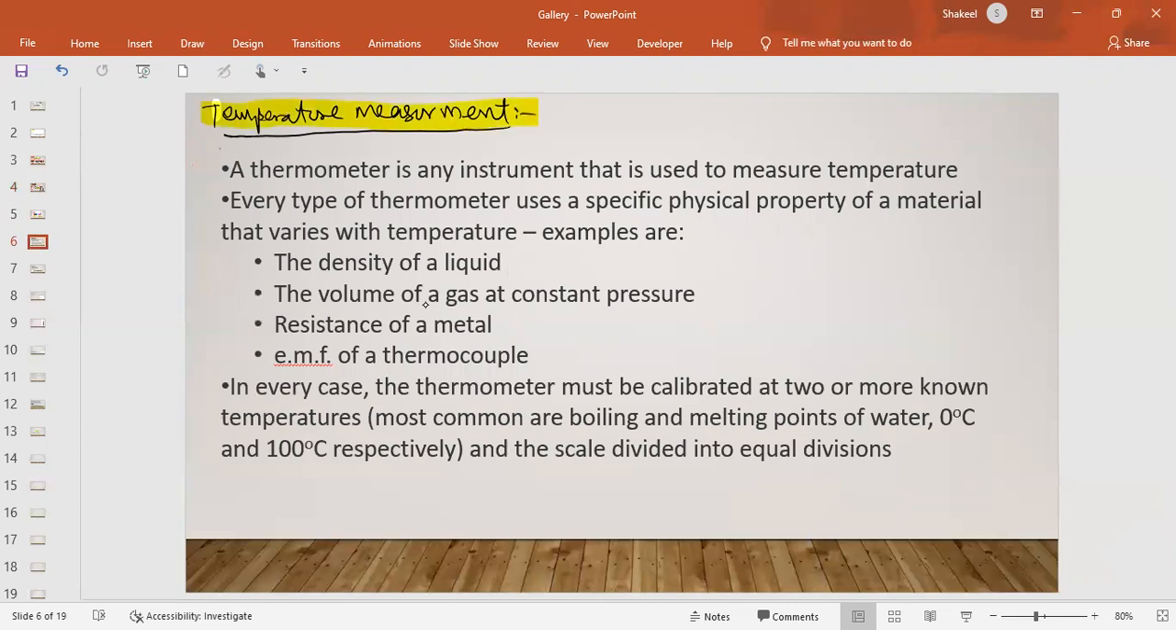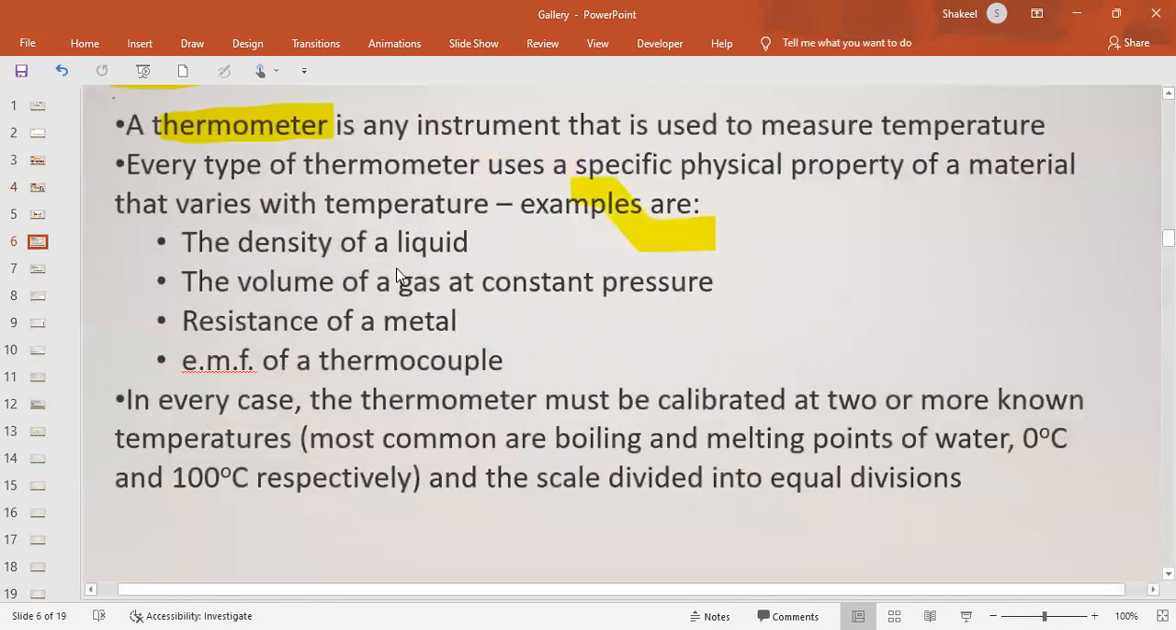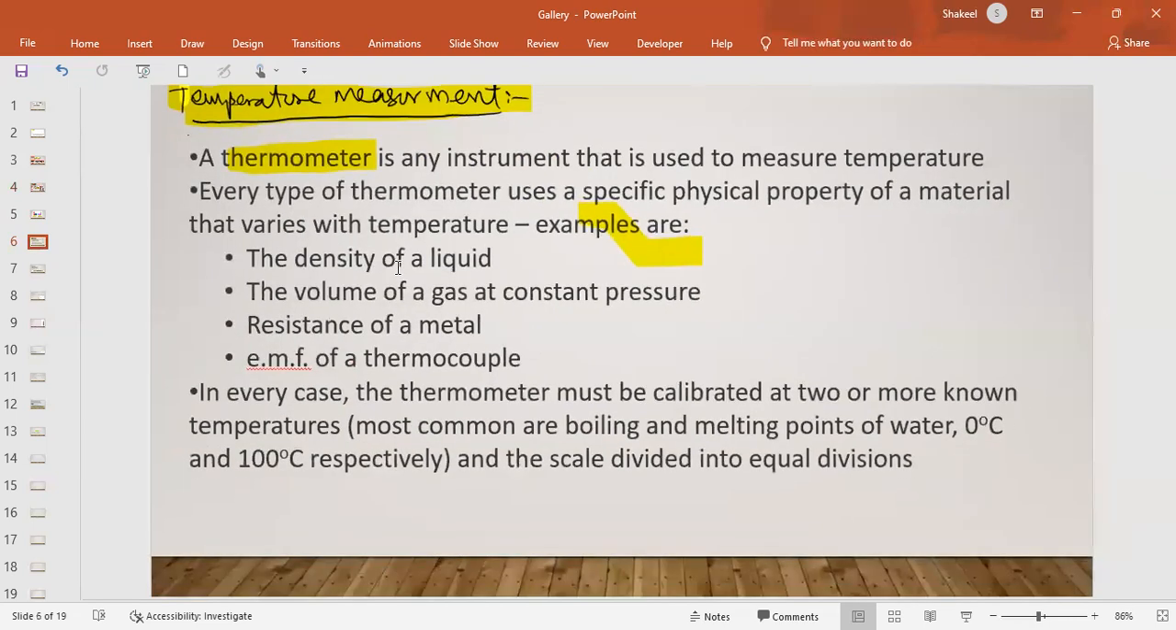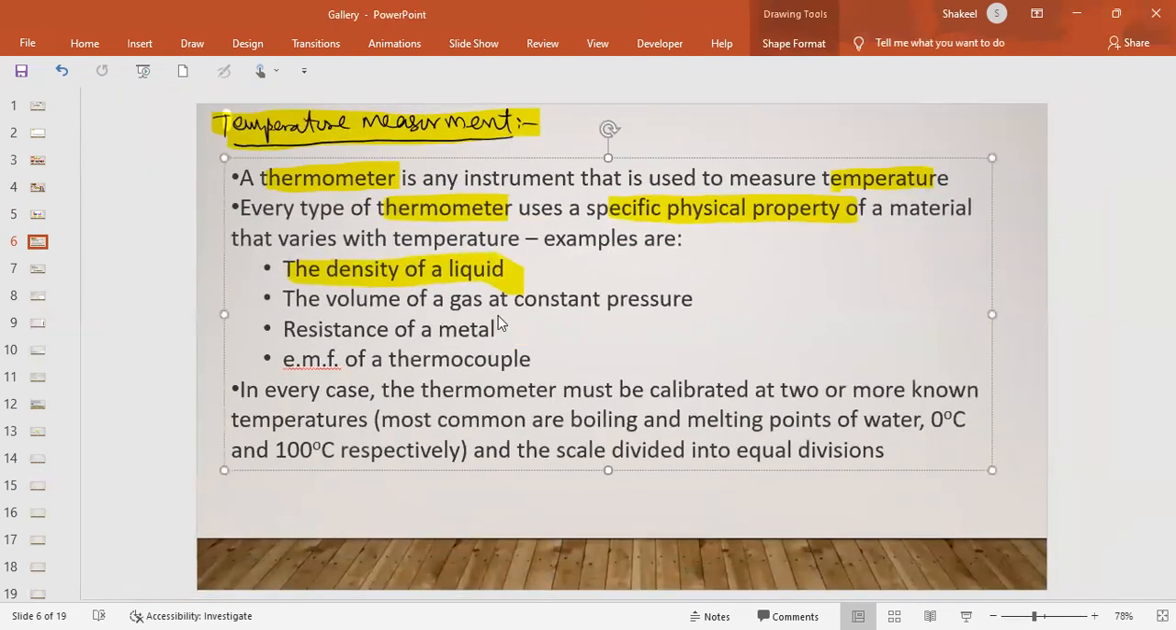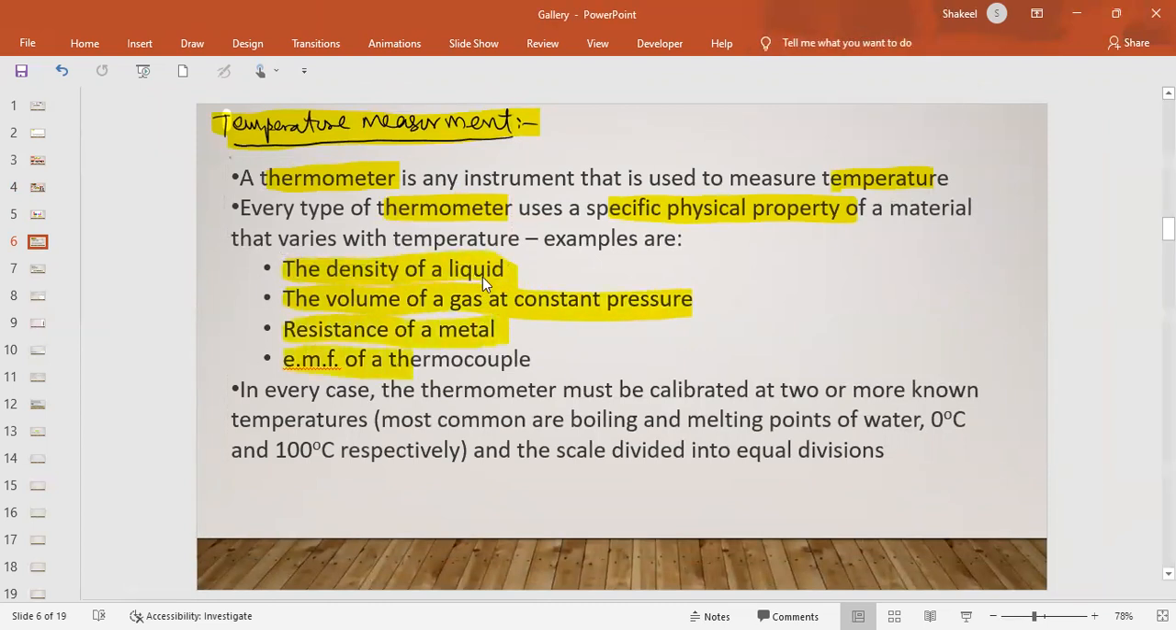Now we have to look at some temperature measurements. A thermometer is an instrument that is used to measure temperature. There are many types of thermometers which use a specific physical property of a material that varies with temperature, known as the thermometric property. The examples are the density of a liquid, the volume of gas at constant pressure, the resistance of metal, and the EMF of a thermocouple. These are the four properties that we are going to use.